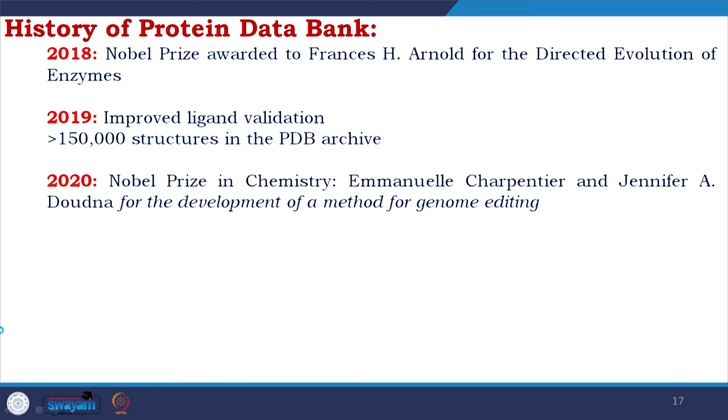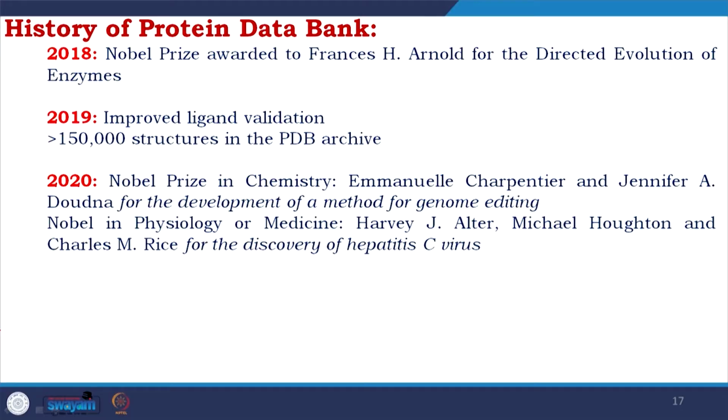2020, Nobel Prize in Chemistry, Emmanuelle Charpentier and Jennifer A. Doudna for the development of a method of genome editing, the CRISPR technology, which actually revolutionized the world of molecular biology, the target based modifications, and the Nobel Prize is awarded to the deserved candidates. Again, the targeting structure has a huge role in there.